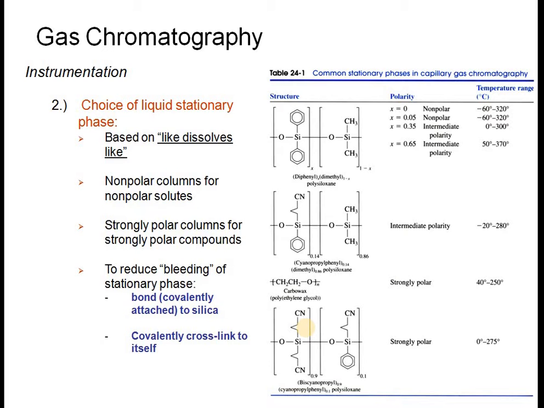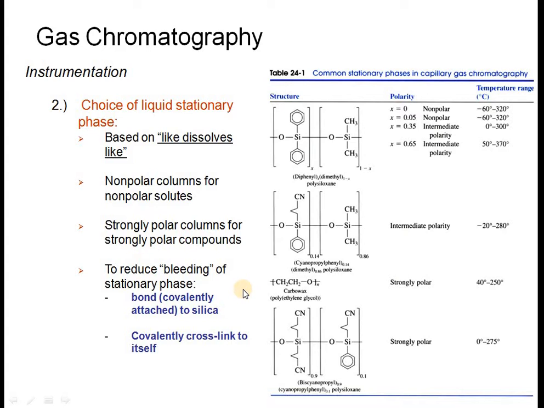Now we discuss the choice of liquid chromatography stationary phase. Based on "like dissolves like," where the mobile phase is liquid. This is the solution: like dissolves like. A non-polar column for a non-polar solvent, and a strongly polar column for a strongly polar solvent. Non-polar for non-polar and polar for polar.